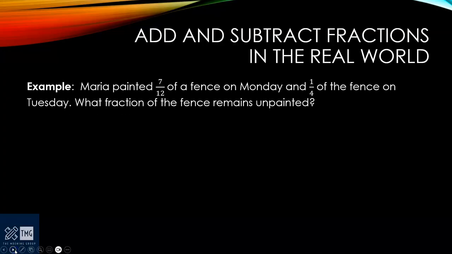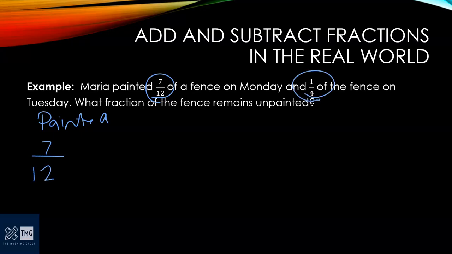Maria painted 7/12 of a fence on Monday and 1/4 of the fence on Tuesday. What fraction of the fence remains unpainted? Well, this is a multi-part question here. So first, we figure out how much is painted. We know she painted 7/12 on Monday and 1/4 of the fence on Tuesday. So this is how much has been painted.